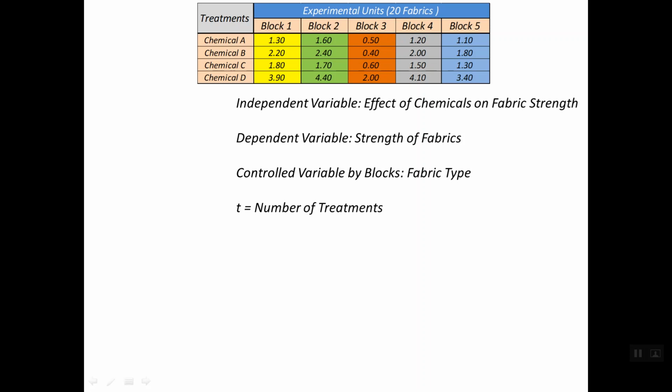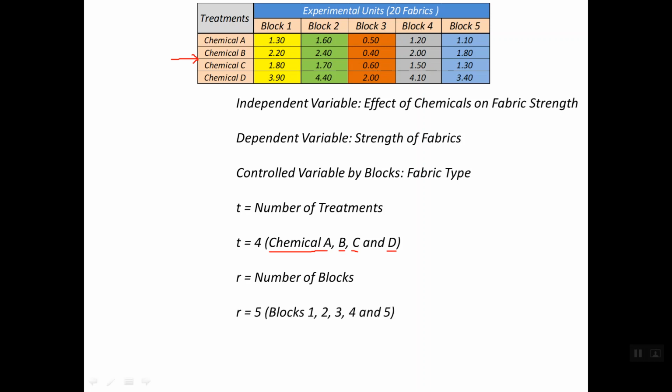Regarding t, it represents here the number of treatments. So as you see here, we have 4 different types of chemicals from A up to D. So the value of t is equal to 4, which are simply chemical A, B, C, and chemical D. Regarding r, it represents here the number of blocks. We have 5 blocks: block 1, 2, 3, 4, and 5.